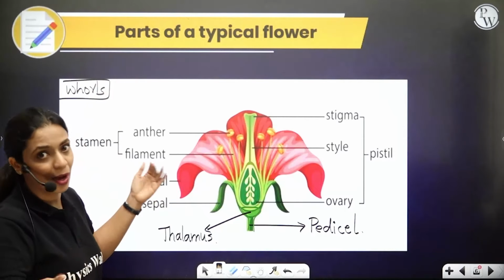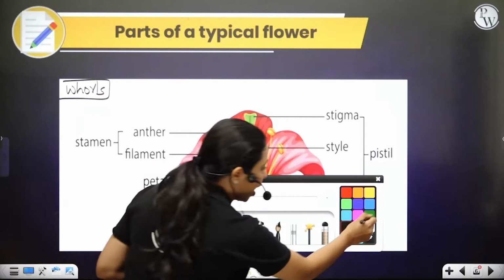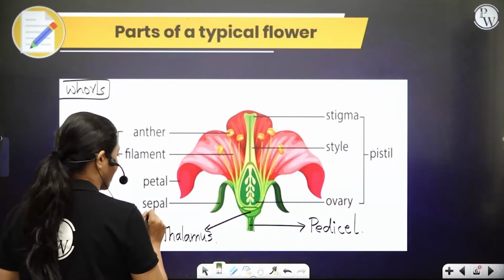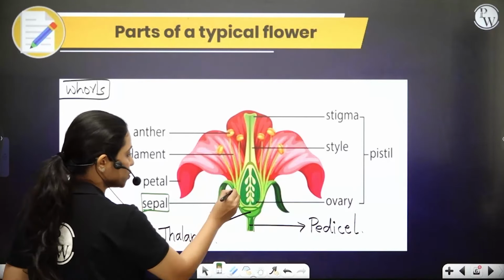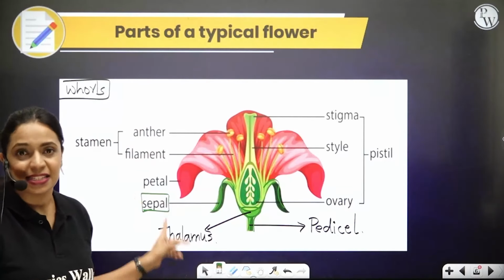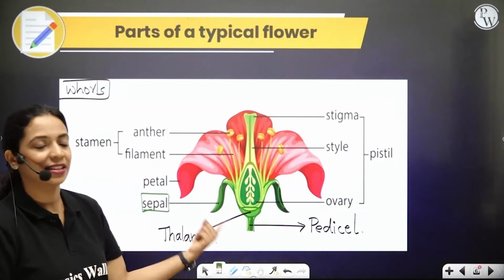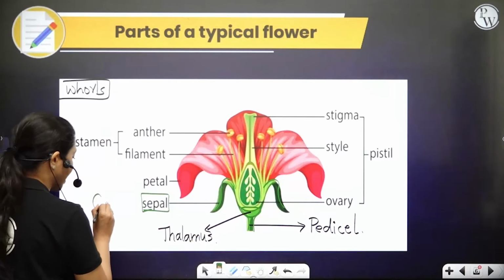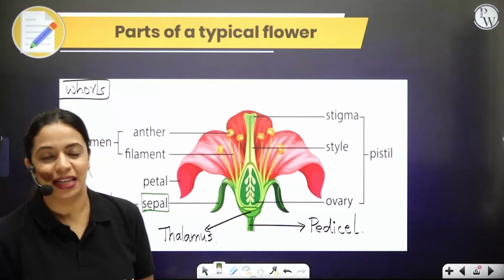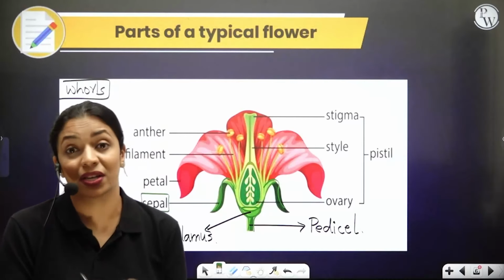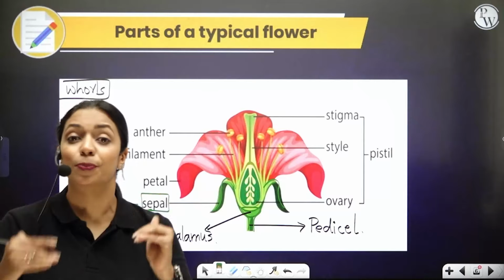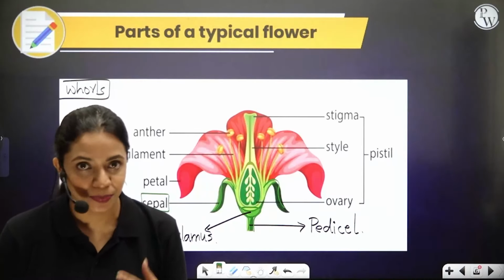There are 4 whorls in a typical angiospermic plant. We will look at it from outside to inside. The outermost whorl or the outermost part of a flower is called the sepal. So these green colored leaf-like things that you're looking at here, these are the sepals. Collectively, the sepals are called calyx. So what is the function of this sepal in a flower? Whenever the flower has not yet fully bloomed, it is still in the bud condition, these sepals will protect whatever is lying inside it. Okay?